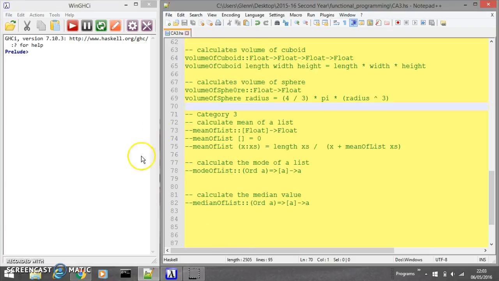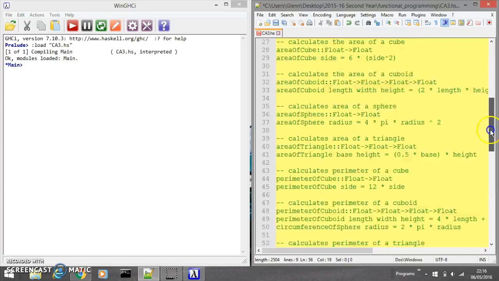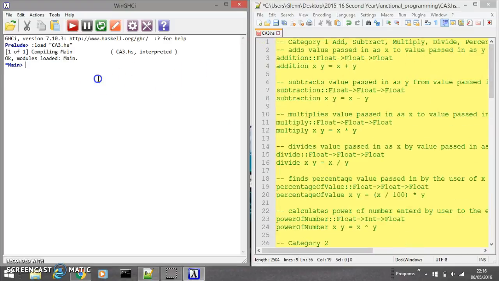I will now show my code working. To start off testing the code, I'll use the simple equations. I'll start at the top and work my way down. Addition is the first. If I add 12 and 15, it should give me 27, which it does. Subtraction is next.